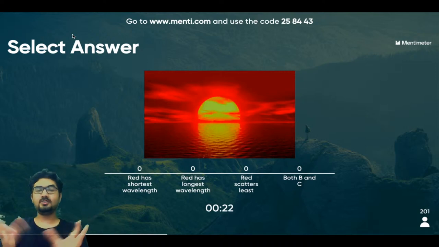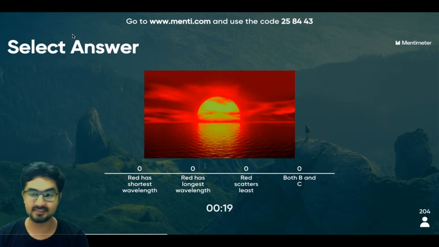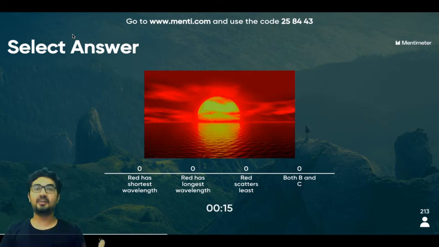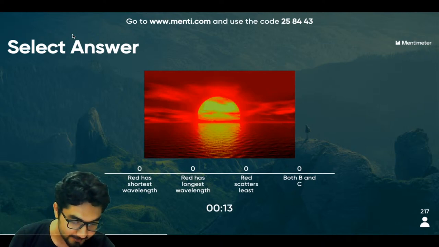This image shows that the sun is basically at the horizon. Shaam ke waqt sun ekdam red sa hota hai. So what does it represent? Kuch na kuch to represent kar raha hoga. Theek hai?